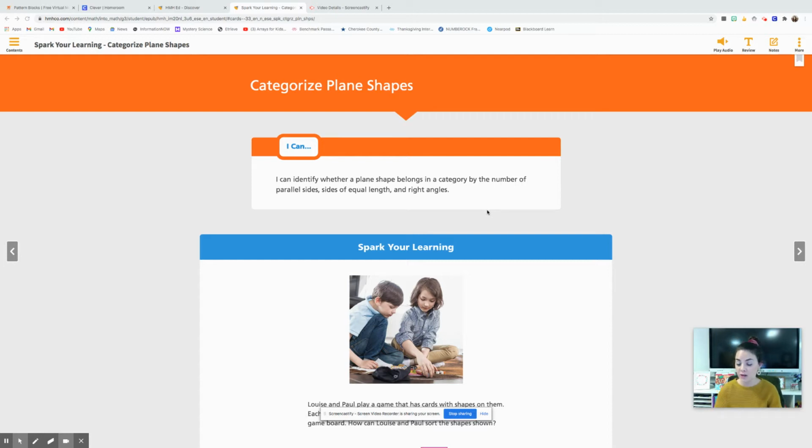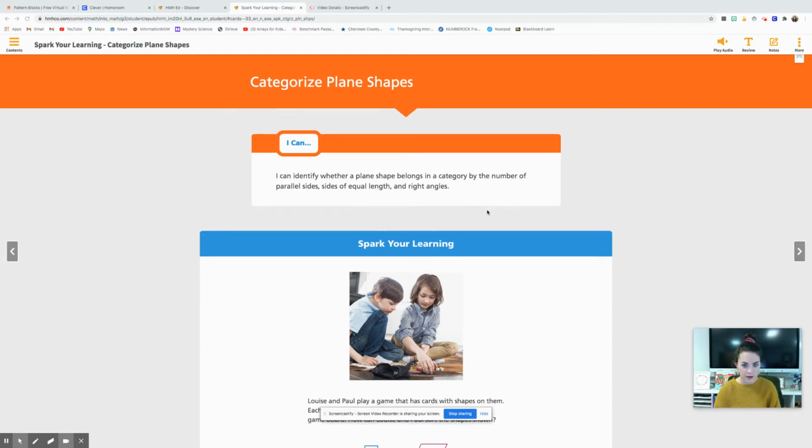So Lesson 20.3 is what we're going to be learning in this video. And I'm on page 519 in your math workbook. So if you can go to page 519, you'll be right where I'm at. Your I can statement for today is I can identify whether a plane shape belongs in a category by the number of parallel sides, sides of equal length, and right angles, okay?